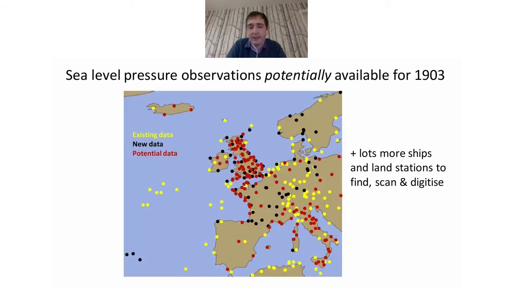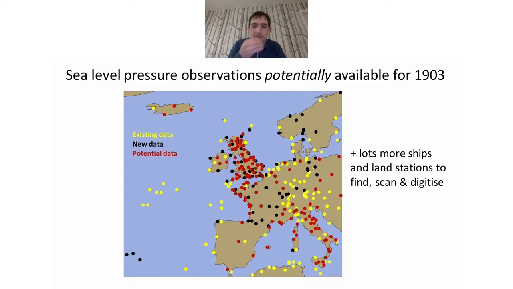But we certainly haven't finished. We know of hundreds more stations where there were observations taken in 1903. There were barometers all over the country and all over Europe at the time, and a lot of those observations are also still in the Met Office archives on paper, and in the French archives on paper, and in the Irish archives on paper, and in archives all over Europe, still waiting to be found and catalogued and scanned and digitized and transcribed.